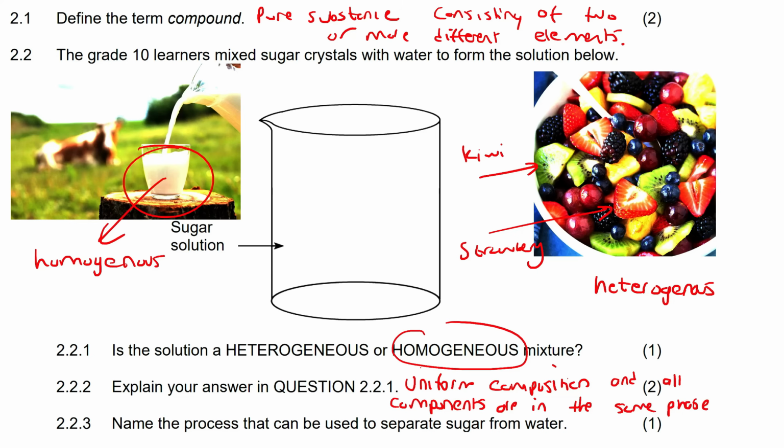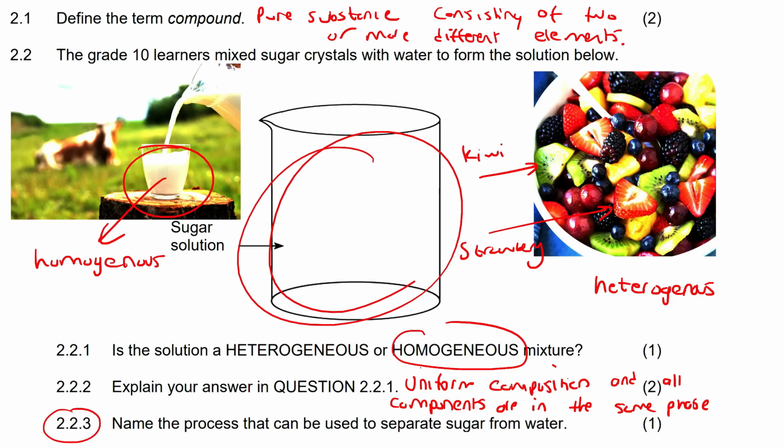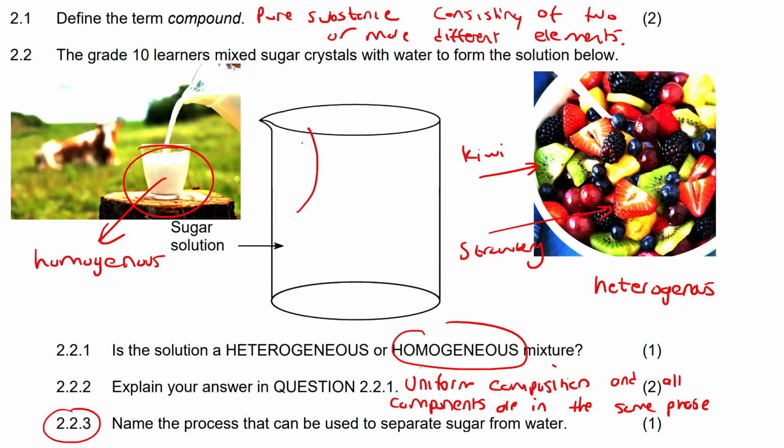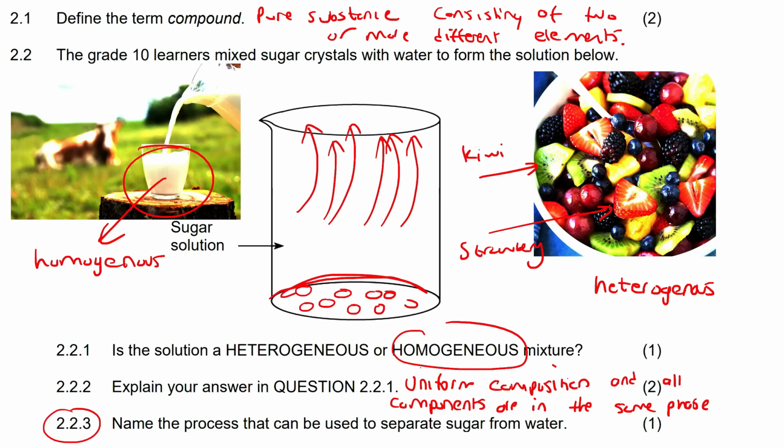Okay. This question says, name the process that you could use to separate sugar from water. Well, what you could do is put this outside in the sun, and what the sun would do is eventually evaporate the water. And as it evaporates the water, what you would be left with is sugar. The sugar would just start settling at the bottom. Okay, so you could just use evaporation.